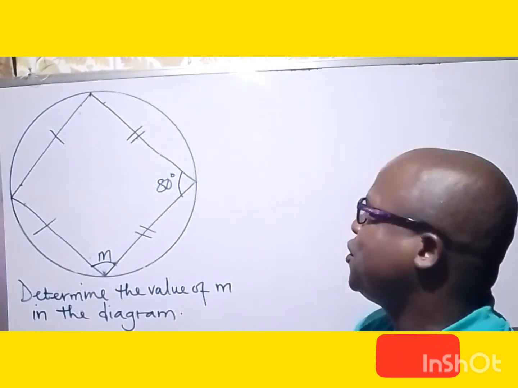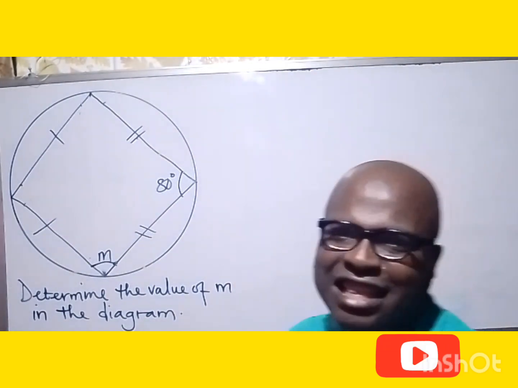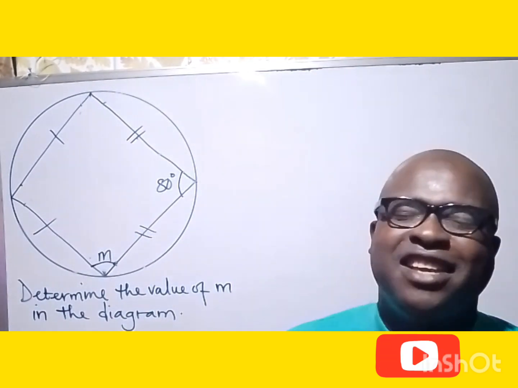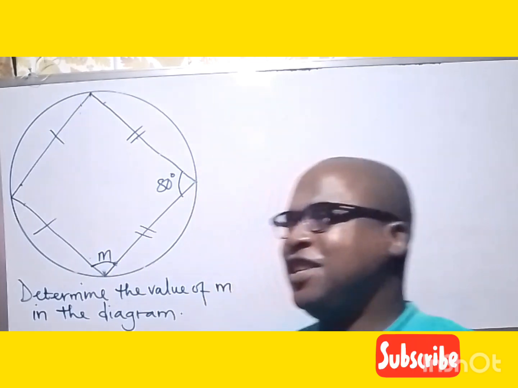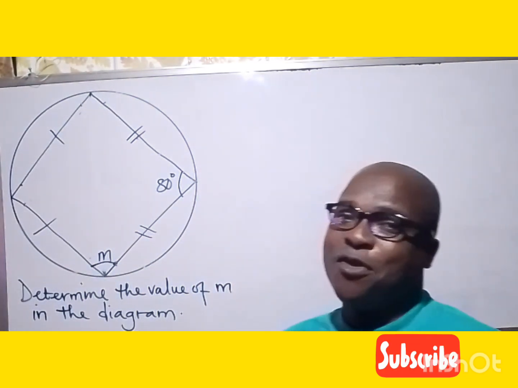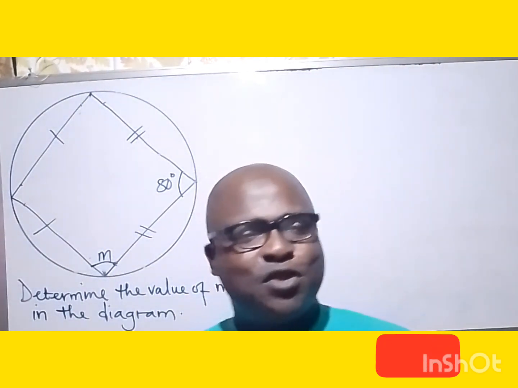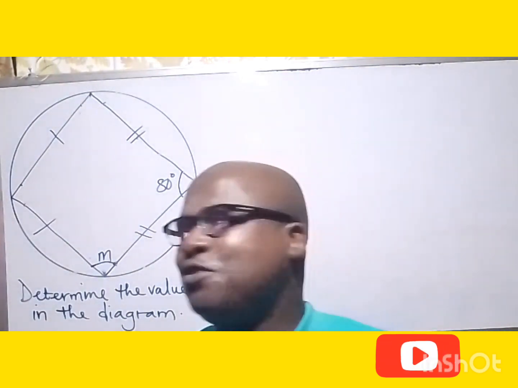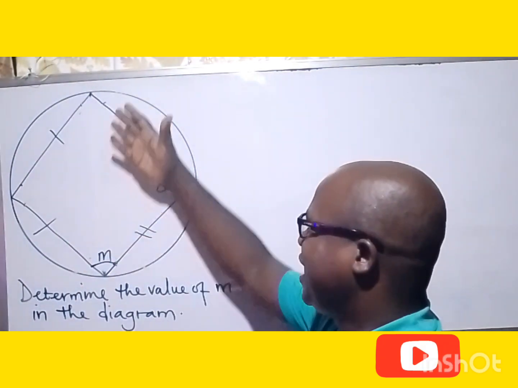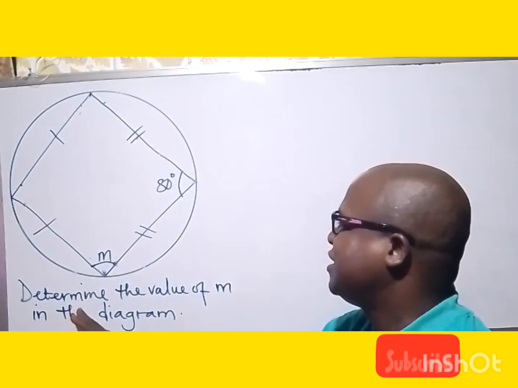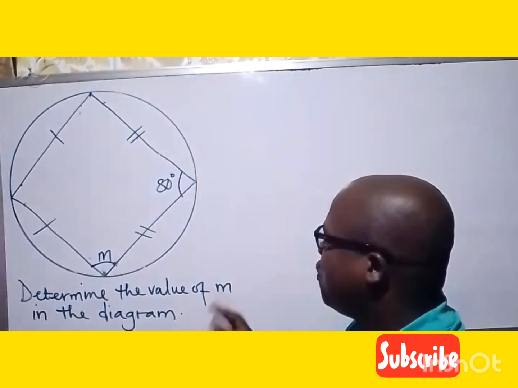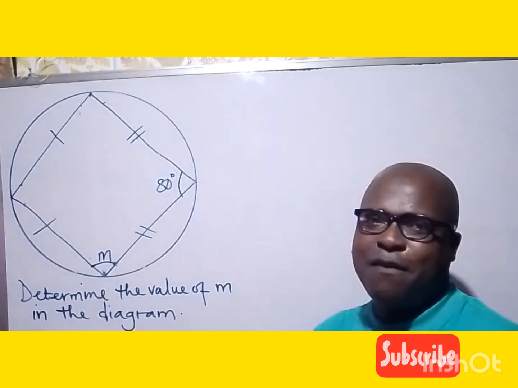The question we are solving today is on cyclic quadrilateral. It's on circle geometry, and cyclic quadrilateral happens to be a subtopic under circle geometry. So we are given a diagram like this, and the question is: determine the value of m. That means we are looking for this m here.